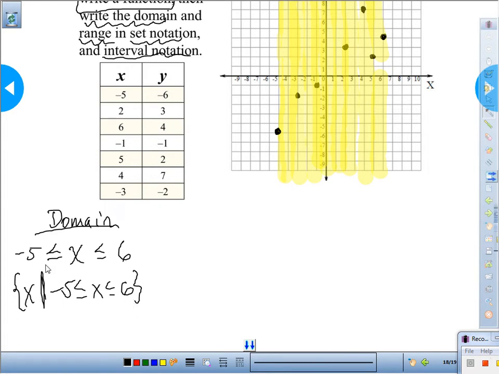All right, since it includes both points, we do bracket, -5, comma 6, and bracket. Hands if you got that. Okay, we got this, right? It's good review, and we're getting more practice. So now, next to that, I want you to write range.